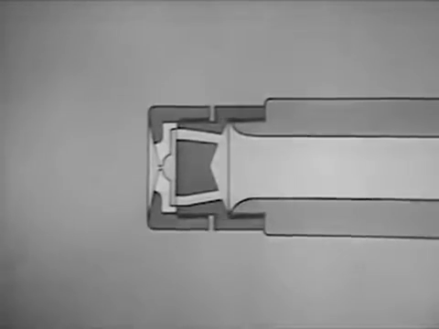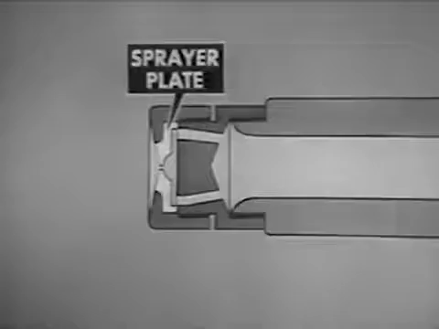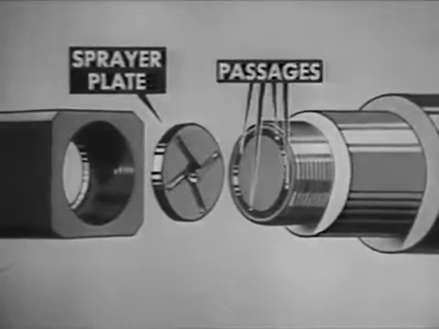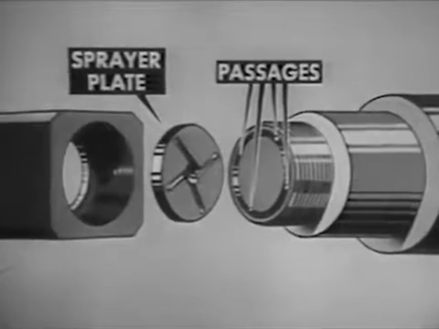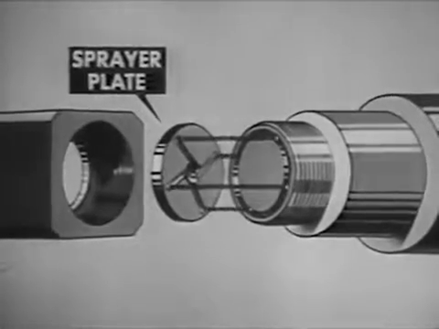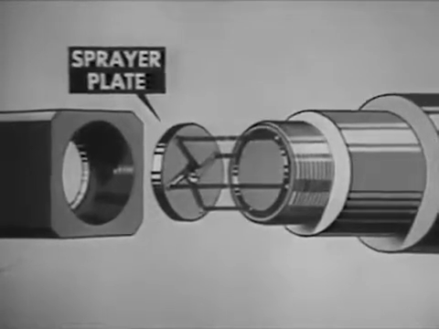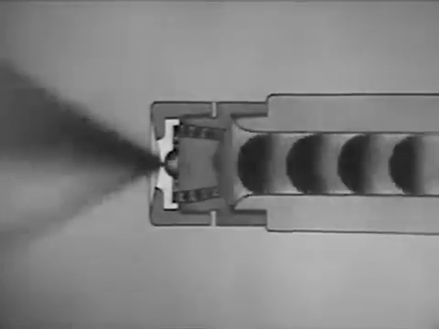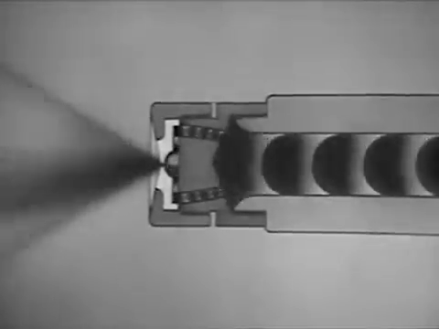Now let's see the action of the sprayer plate in more detail in an exploded view. You can see how the oil passages in the atomizer nozzle guide the oil into the slots of the sprayer plate. How the slots give the oil a very rapid whirling motion in the whirling chamber. And how the whirling oil emerges from the sprayer plate orifice or opening as a hollow cone of mist-like oil particles.